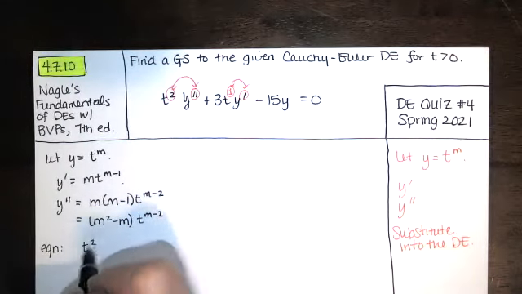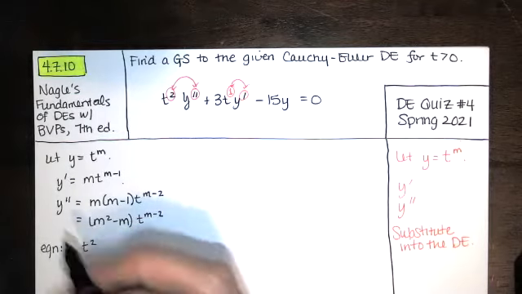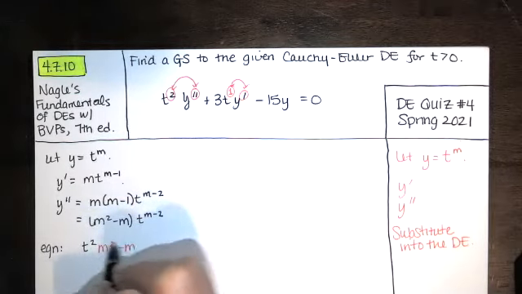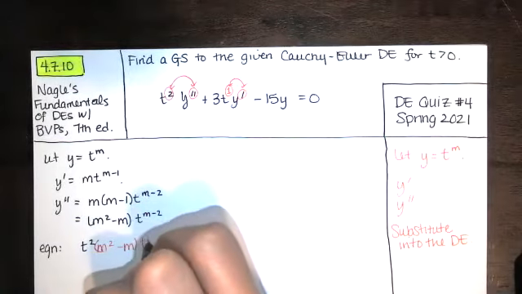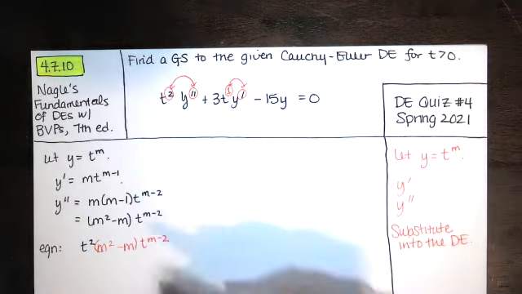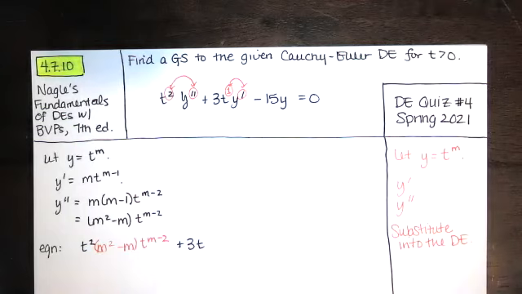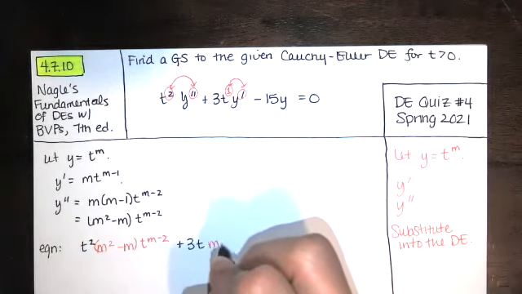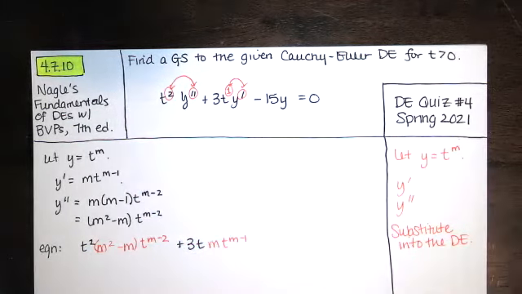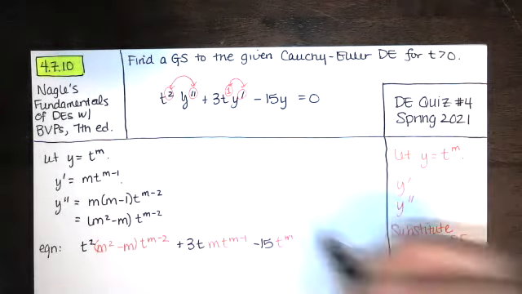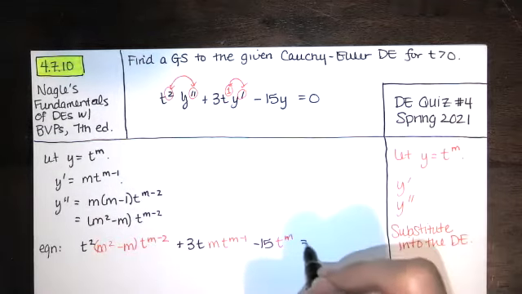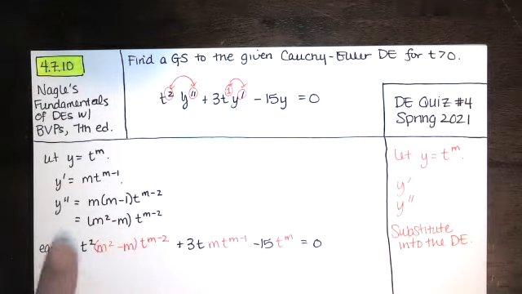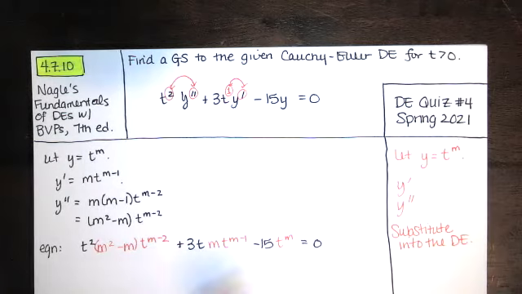Then we're going to substitute into the equation. So our equation has a t squared times a y double prime, and y double prime is right here. And then we have a 3t times a y prime, which was m times t to the m minus 1. Then we're subtracting 15 times y, which was t to the m, and we get 0. So if t to the m is a solution to this equation, then this must be true for all values of t.